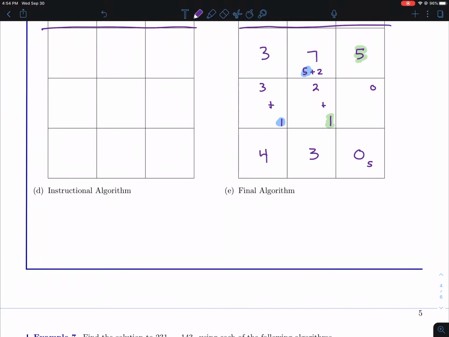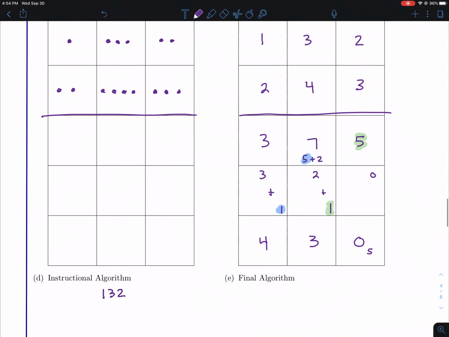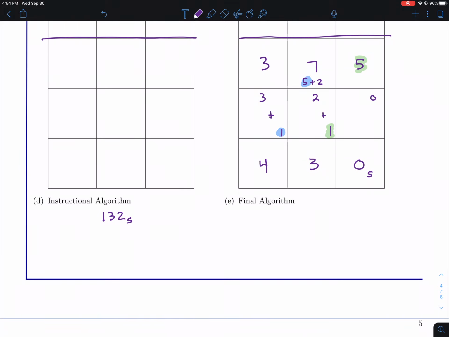So I guess I will show you the instructional algorithm just because it's a little weird. So let me write down instructional algorithm. Maybe I'll just do the whole problem. Who knows? So you talked me into it. So 132 base 5, 243 base 5. So this is one where, again, it probably helps to write down a few of the first numbers, just to be able to carry, and I'll show you why.